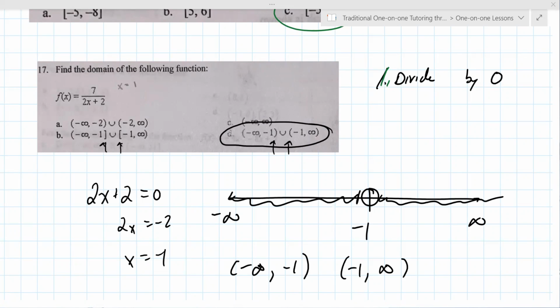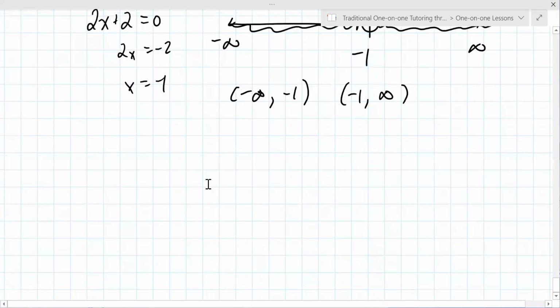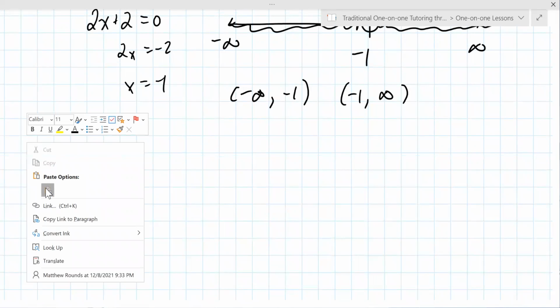Okay, moving on to 18 now. Okay, if you want me to do anything different, please let me know. We can always try to find problems like this or whatnot, but this is kind of your review.